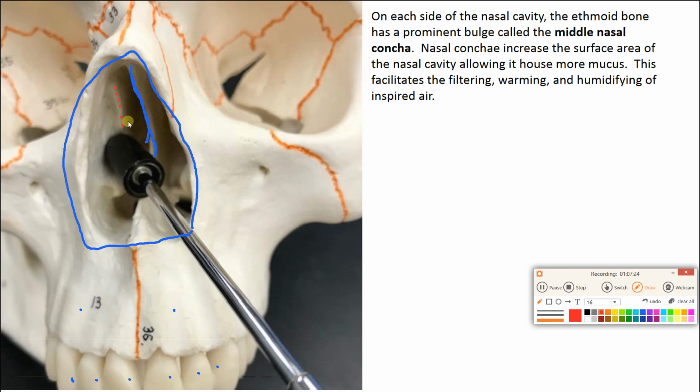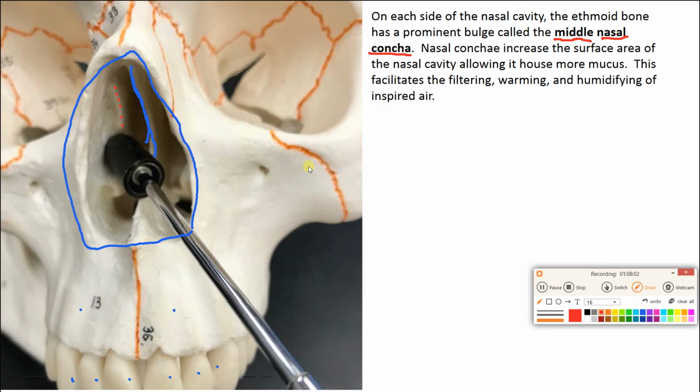That particular bulge is called the middle nasal concha. The middle nasal concha. Concha means it's like a kind of shell, like a conch shell. Someone thought it looked like this type of shell. I don't know. But this nasal concha bulges out. By bulging, you get more surface area. With more surface area, you get more mucus. With more mucus, you can do a better job filtering, warming, and humidifying the air that you breathe in.